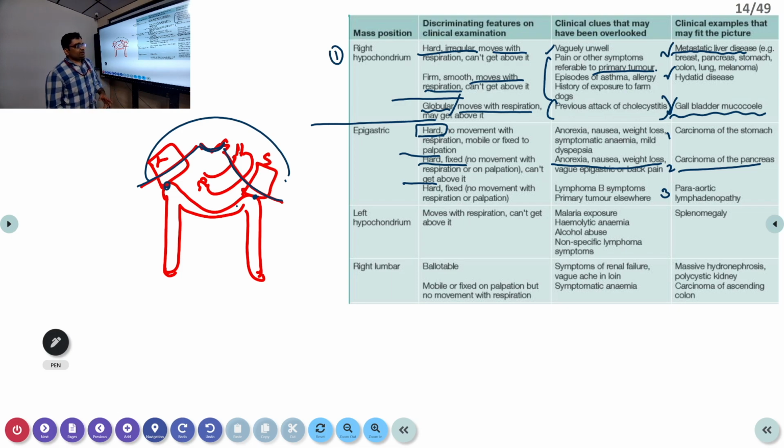Even normal benign masses of the pancreas are not going to move, so fixity is not very helpful there. Okay, because the pancreas usually does not move on respiration. It's a retroperitoneal structure, it is nowhere related to the diaphragm, so obviously it will not move with respiration. Okay, but hardness is important. The hard consistency is very important. It indicates that it's a malignancy.